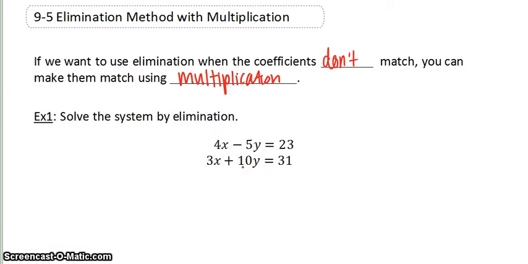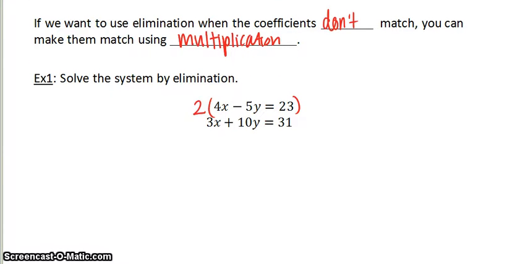So in this case, I see that -5y and 10y, one is negative and one is positive, so I can add them. Also, I know if I multiply -5 times 2, that will give me a -10y, and -10y plus 10y cancels out. So this tells me that I need to multiply the top one by 2. Could you do other stuff? Yes, but I'm trying to do the easiest possible thing for me.